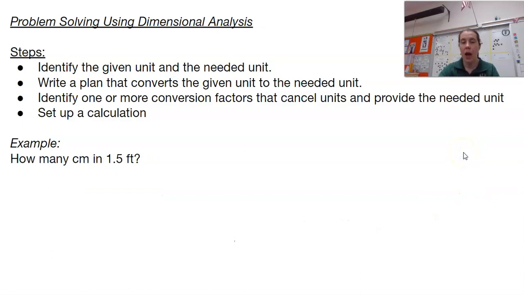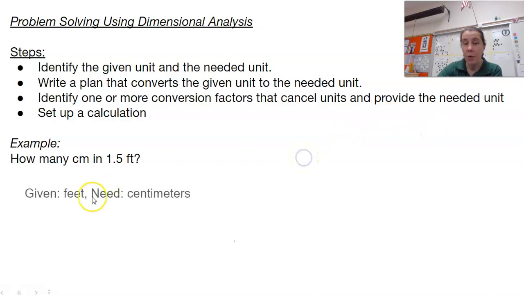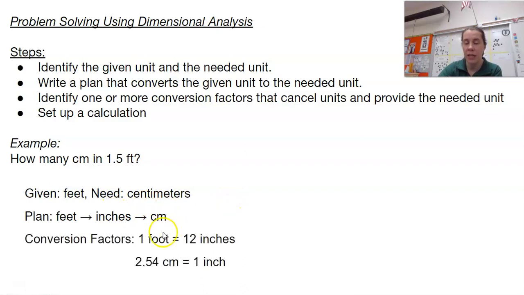So how many centimeters in 1.5 feet? Well, I know how many centimeters are in an inch, and I know how many inches are in a foot. So if I'm going from feet to centimeters, I'm going to do it in 2 steps. I'm going to go from feet to inches and from inches to centimeters. And the 2 conversion factors I need are 1 foot equals 12 inches, which is what we just did, and 2.54 centimeters is 1 inch.